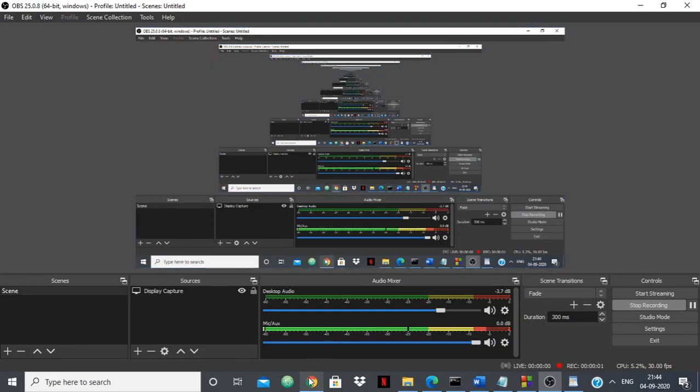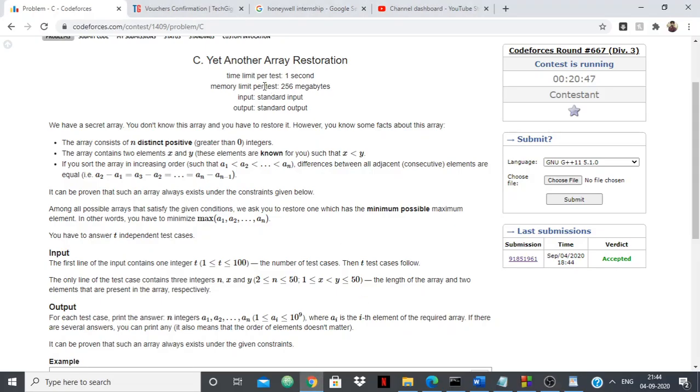Hello everyone, in this video we're going to see the solution to the Codeforces problem "Yet Another Array Restoration", which is problem C of Codeforces Round 667 Division 3. So we have a secret array, we don't know this array and we have to restore it.